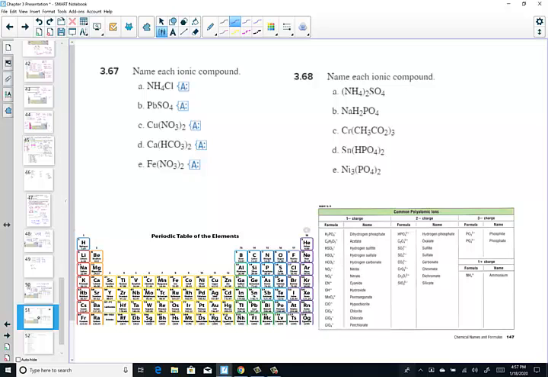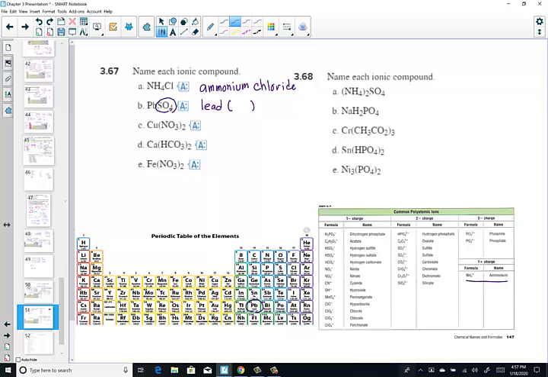All right, letter A. NH4 plus is ammonium. Cl negative, chloride. This is called ammonium chloride. Letter B. Pb stands for lead. Lead requires a Roman numeral. It is not a fixed charge, it's a variable charge.